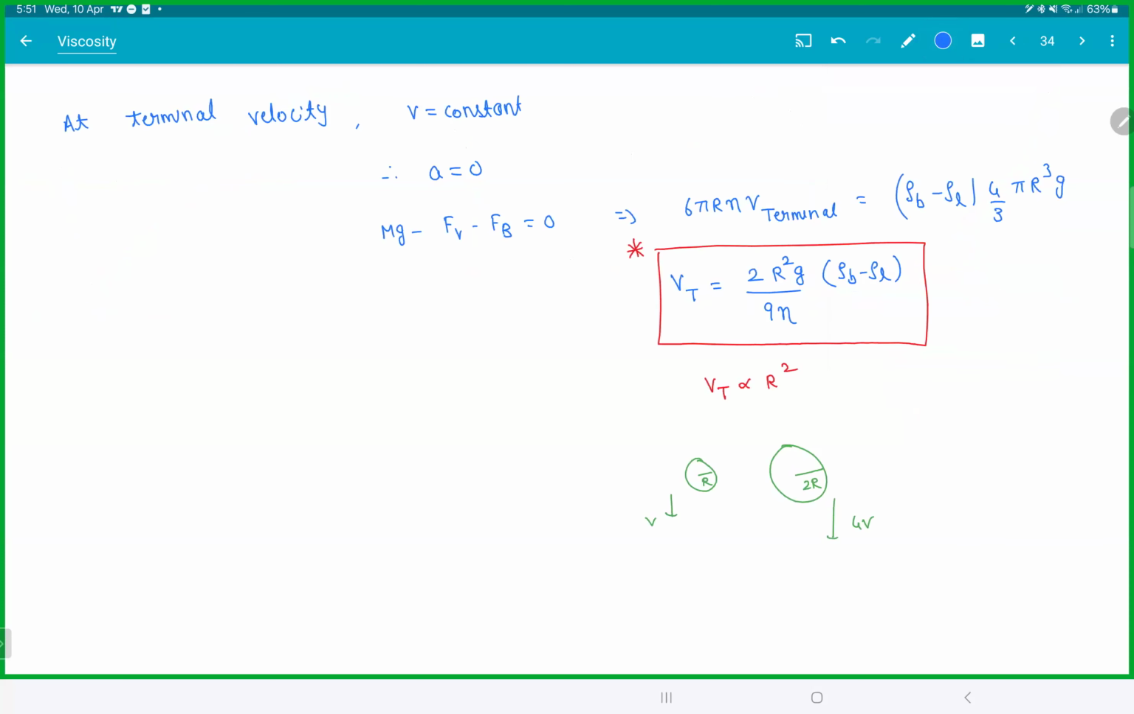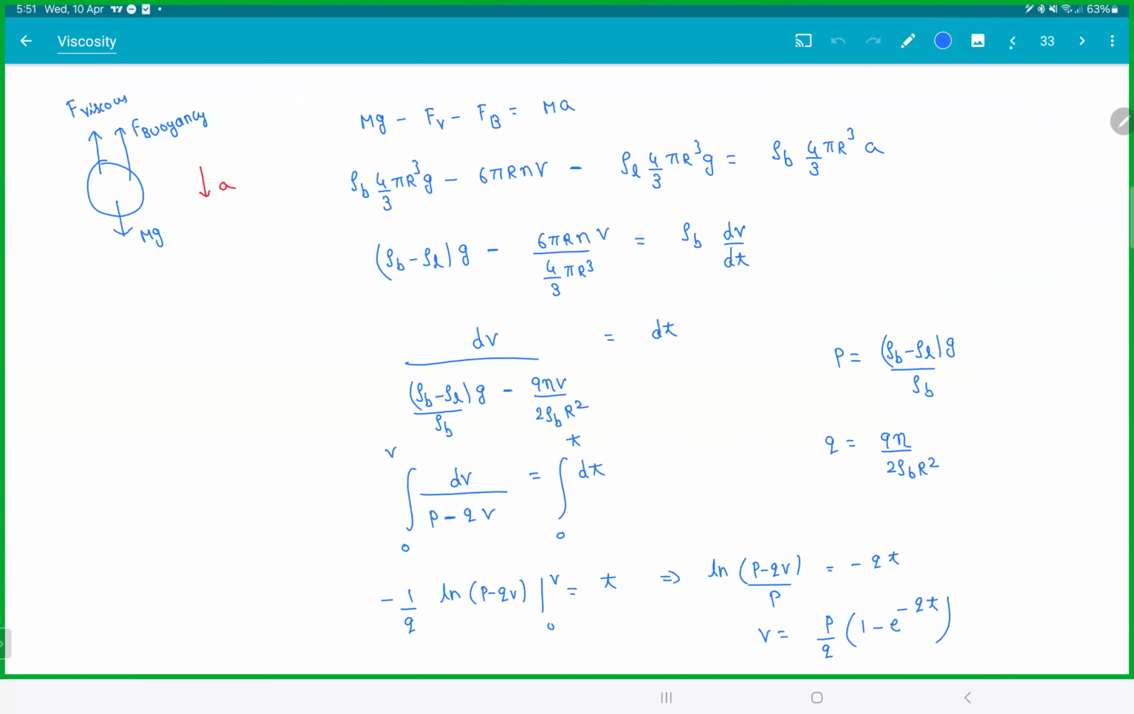Have a look at this page. Any doubts on this page? If you just want to find V terminal, no need to integrate. You just put A equal to 0 and you would get the answer.